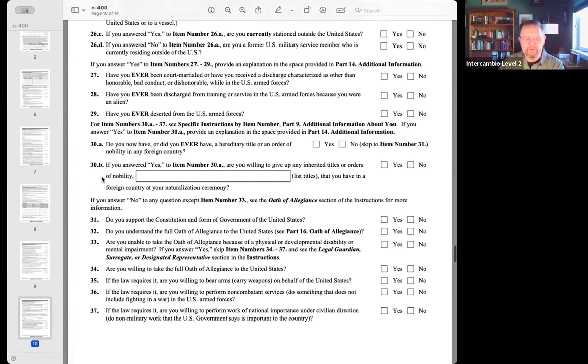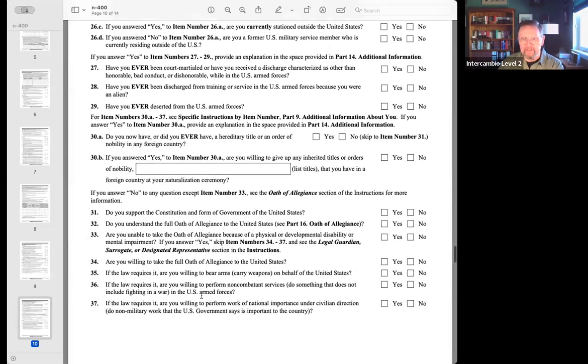So that was down to 30. From 31 to 37, they're expecting a yes answer on these because these are questions that you will be swearing to when you take the oath of citizenship. So they want to make sure you understood what these are saying and that you agree with them. So questions 1 through 30, if you answer yes, you need to explain why. Questions 31 through 37, they're expecting you to answer yes. So if you answer yes here, you don't have to provide an explanation. That's what they want to hear.